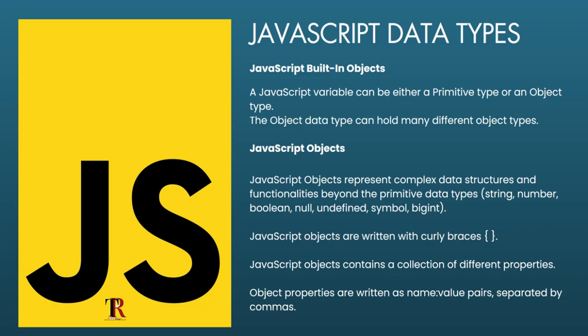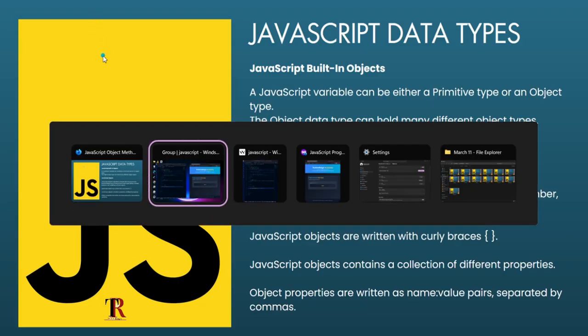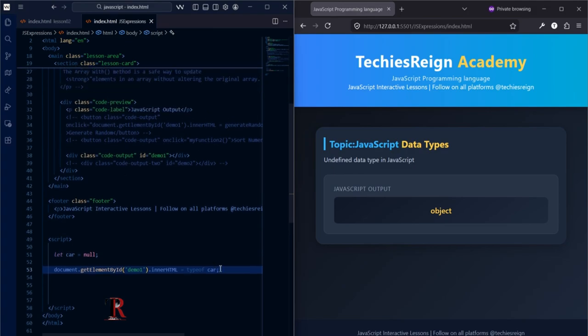Object properties are written as name-value pairs separated by commas. So when you are adding properties to an object, it's normally in the format of name-value pairs, which are always separated by commas. So this is how a JavaScript object handles properties. Let's look at examples of some of the object types that we have in JavaScript in the code editor.